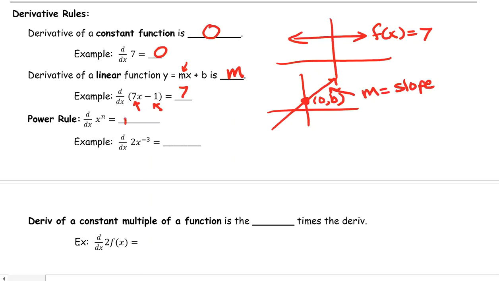Writing our power rule, we would have n times x to the n minus 1 power. So the example here, we would multiply the 2 times the -3, and we subtract 1 from the exponent. So whether you write it with a negative exponent or whether you prefer to move that x to the 4th to the denominator is your choice.